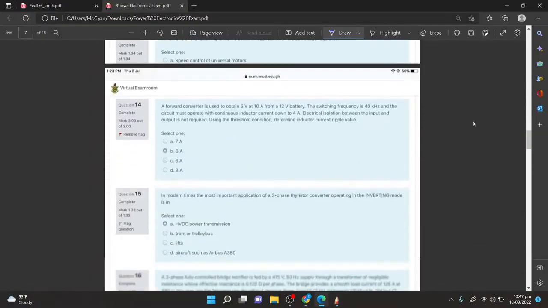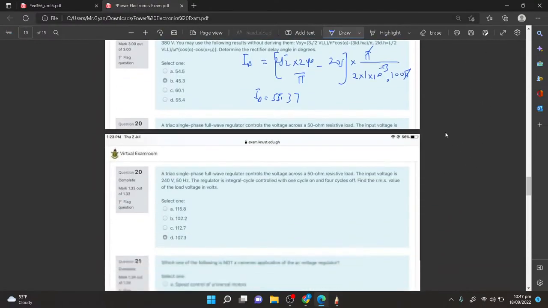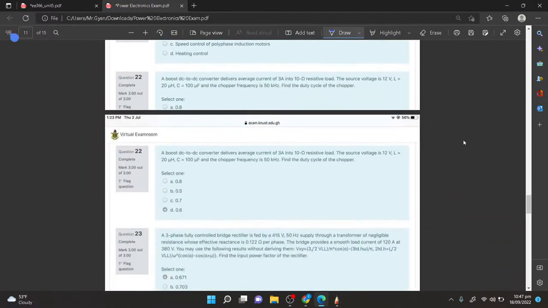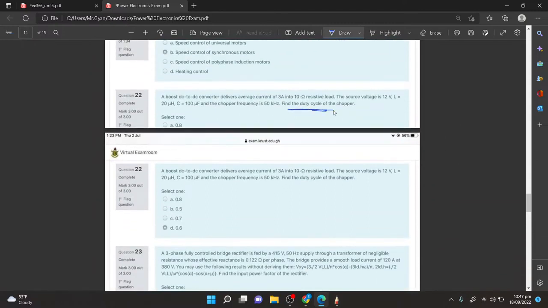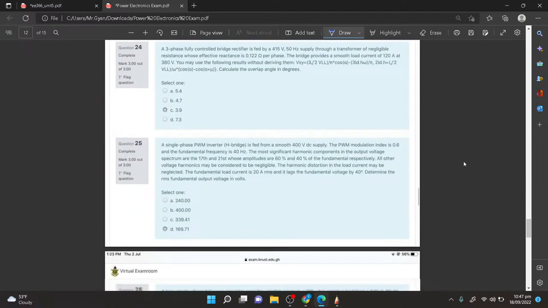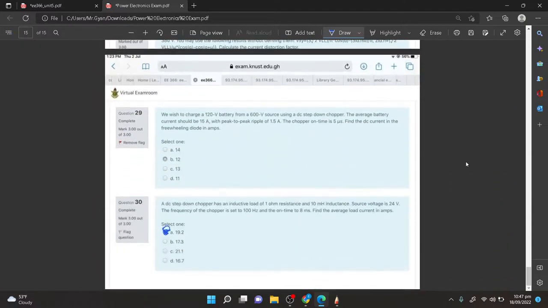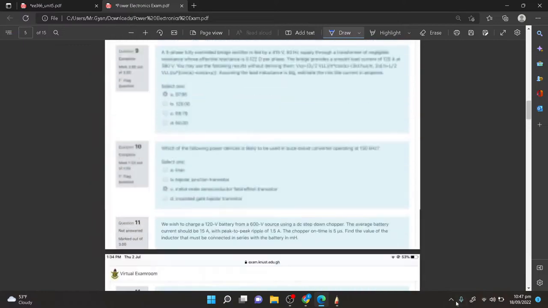Alright, so is there any other boost DC converter? Okay, so this question is to find the duty cycle. If it was in order, first the duty cycle, that's what we found to be 0.6, then the follow-up questions follow. So the duty cycle is 0.6 here. All right, so that's it for the boost DC questions.